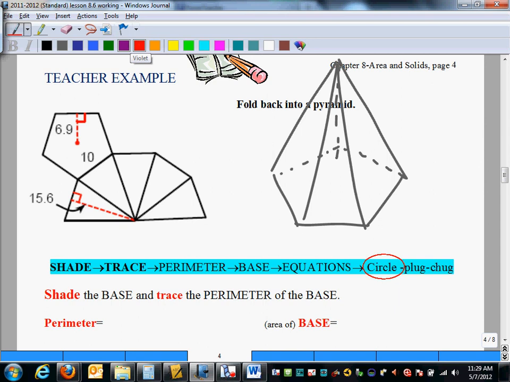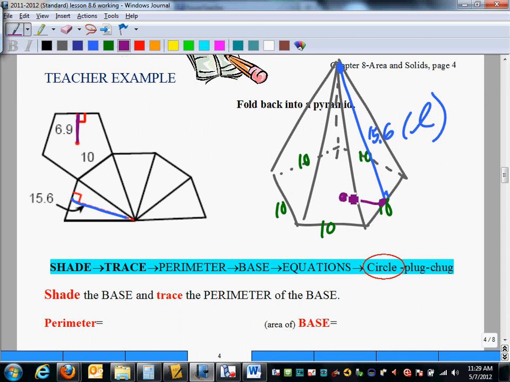So you should have something that looks like that. Your edges here are 10 all the way around. This is a slant height, so we're going to go like so down the side. That is 15.6. That's your L. This edge right here, I'm going to connect it to my slant height, so I'm going to come in 6.9. That's my apothem.